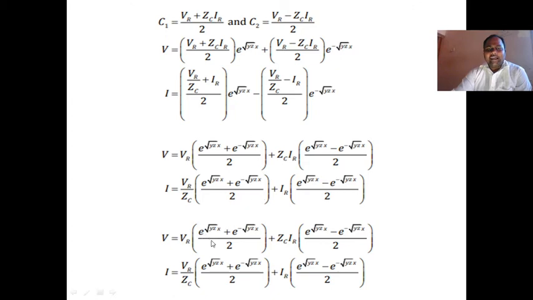So these are the expressions we get after finding the C1 and C2 values.